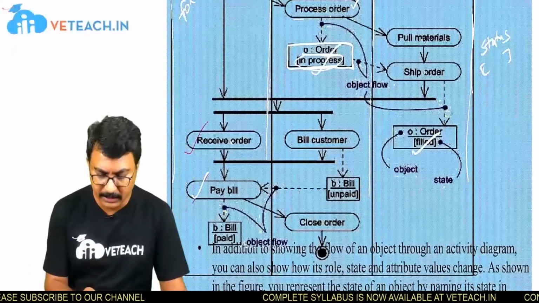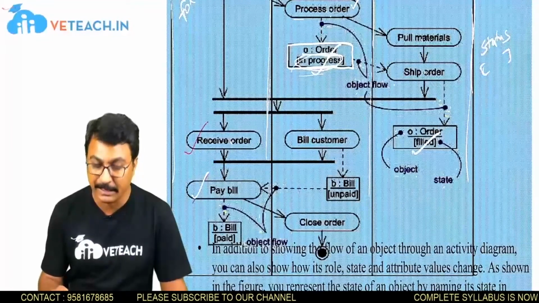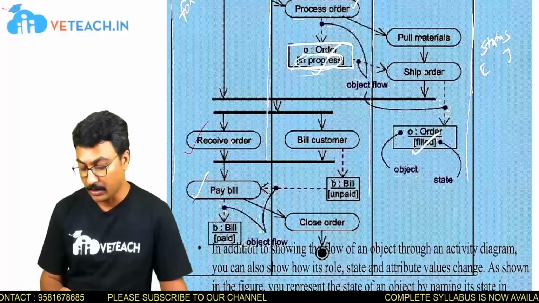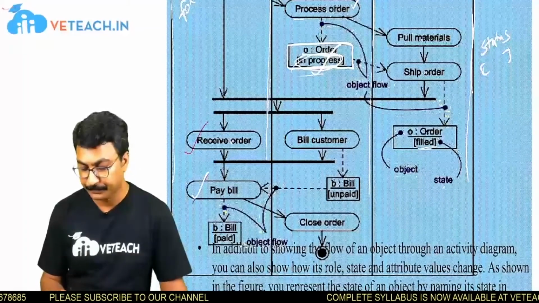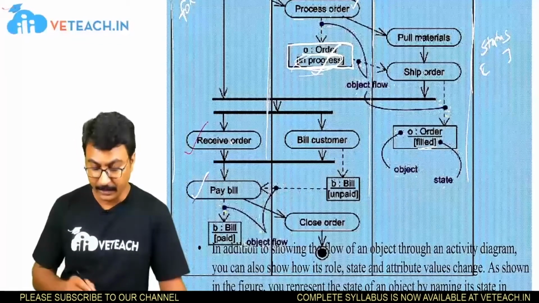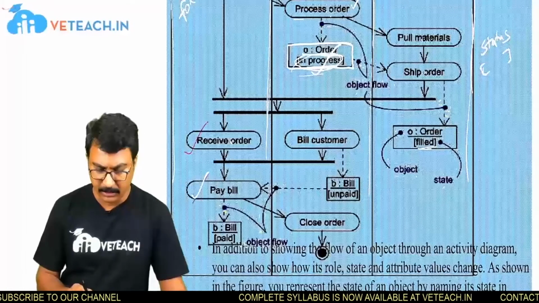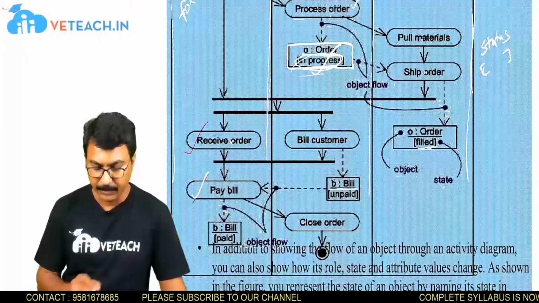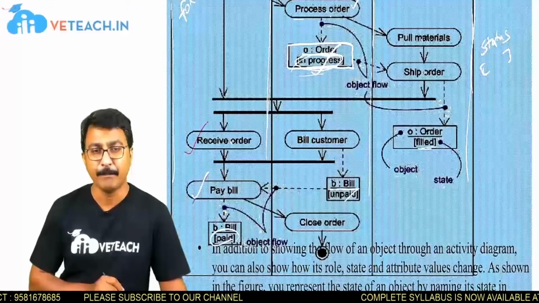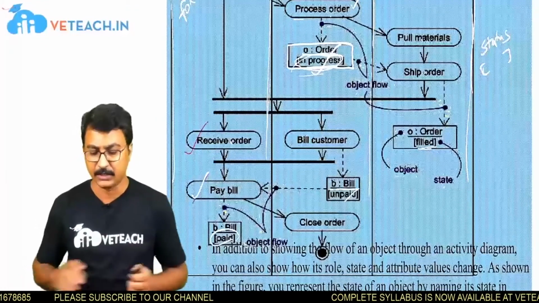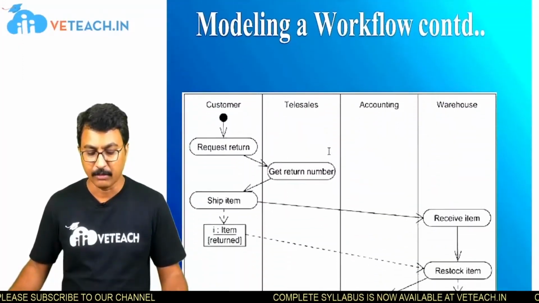You can see that it is in progress, but the same object, when I see here that when the order has been shipped, I find it to be filled. The status has been filled. The same order, there is another object created which is called bill, which is unpaid, but after paying it changed into paid. So the object status, flow of object can be understood with the help of object flow.